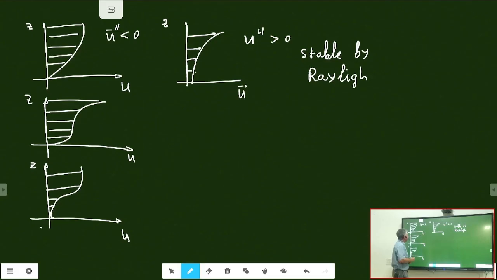What about this one? What can you say about Rayleigh? Yes, inflection points are there. That's one of them, and that's the other one, right? That's where the curvature changes. So by Rayleigh, it can become unstable, so you might or might not be able to see them. But what does Fjortoft say?